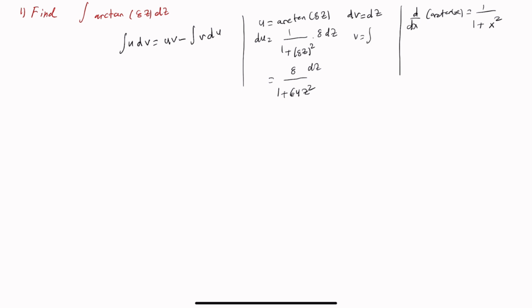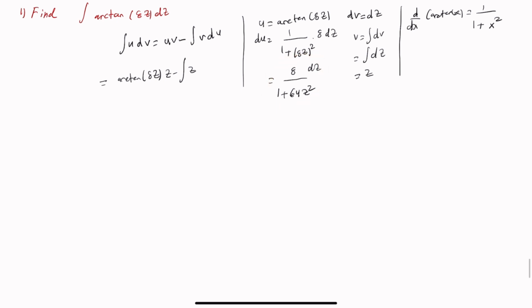And v is going to be the integral of dv, which is the integral of dz, which equals z. Now we're gonna plug all of these functions back into the integration by parts. So that's going to be equal to u again, arctan of 8z, and then v is z, and then minus the integral of v, which is z, and du here is this whole term.